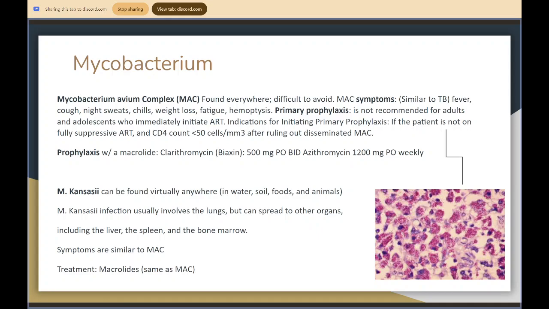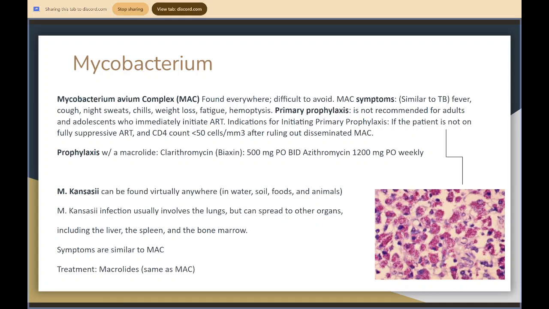So the symptoms are similar to TB. You'll have fever, cough, night sweats, chills, weight loss, fatigue, and hemoptysis. Now, how would you differentiate between MAC and, say, TB? One, when you do blood work, we will see the CD4 cell count. Another could be culture. Third, there's a test called QuantiFERON-Gold, which is the gold standard for tuberculosis.